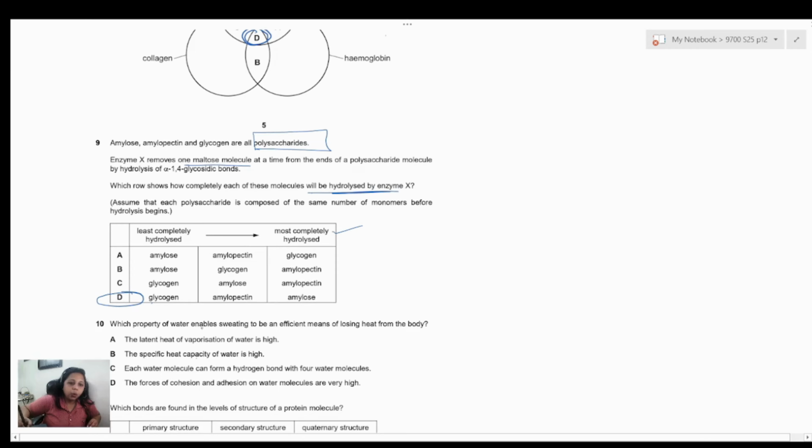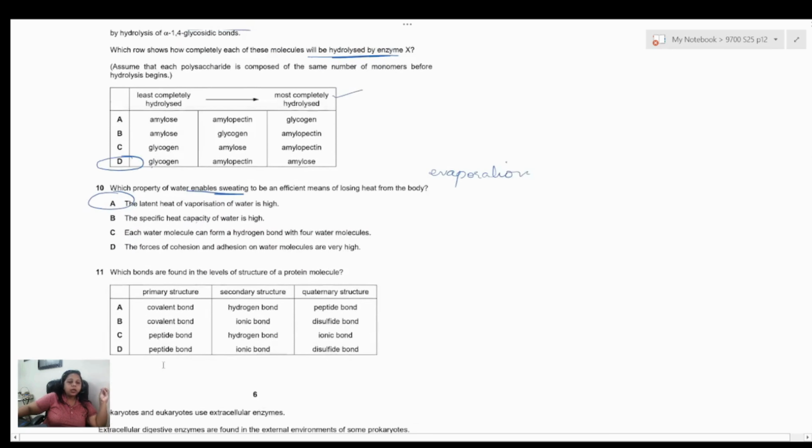Now here we are talking about sweating. Sweating is caused by evaporation. So the only correct option is the first one. The latent heat of vaporization of water is very high. Specific heat capacity is related to how much heat it absorbs to raise the temperature by 1 degree Celsius.